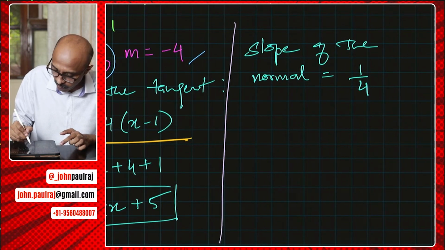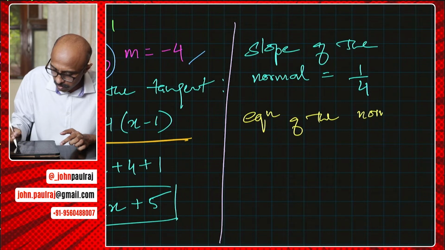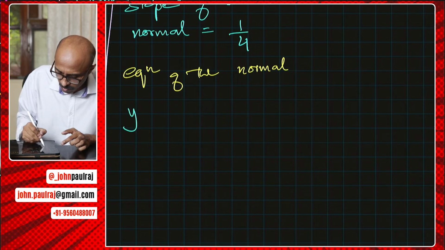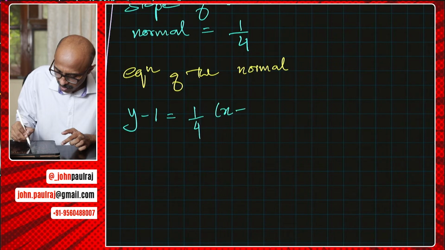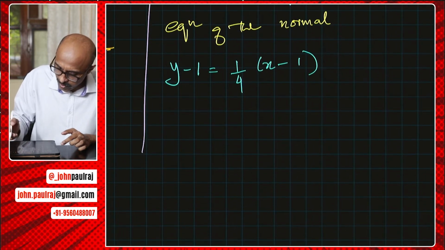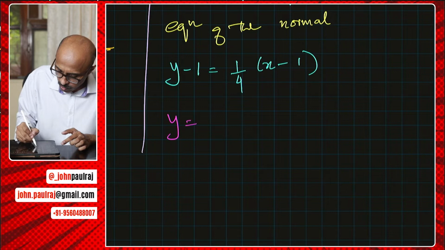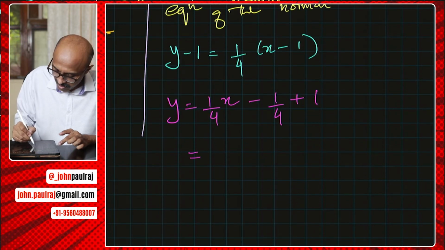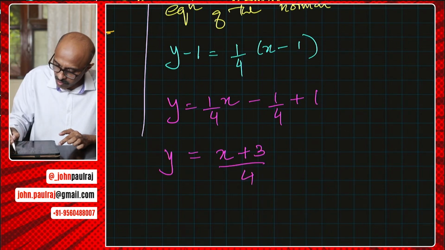So the equation of the normal would then be y minus y1, which is 1, equals 1 by 4 times x minus 1. When we simplify that, we get y is equal to 1 over 4 x minus 1 by 4 plus 1. Simplifying that, we get y equals x plus 3 over 4. This is going to be the equation of the normal.